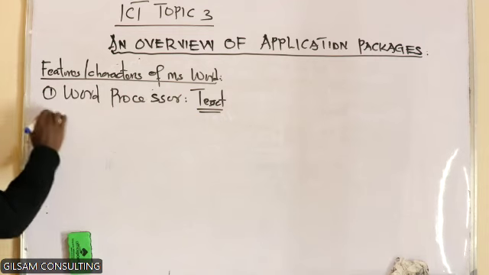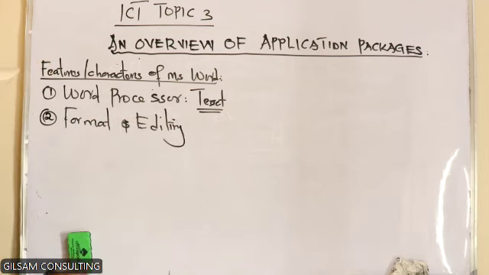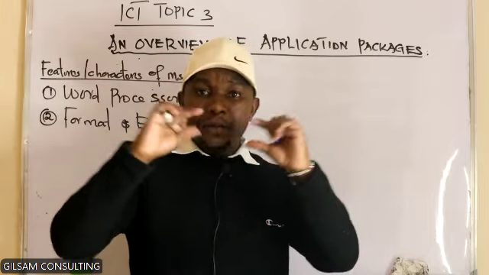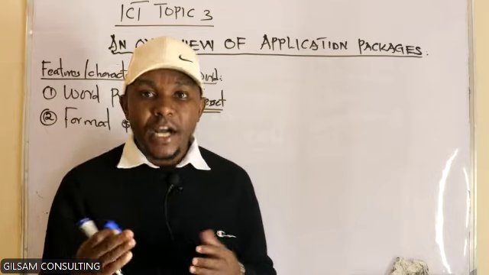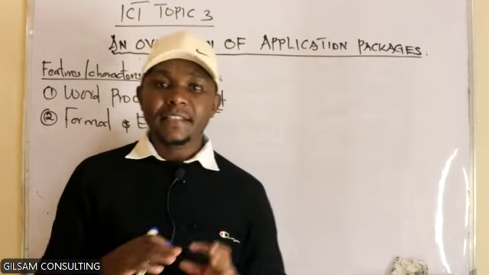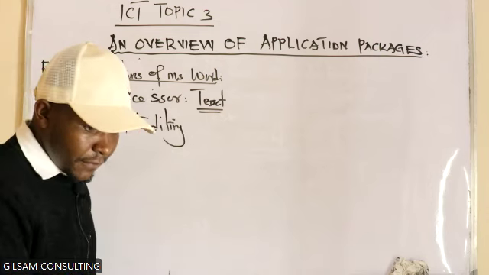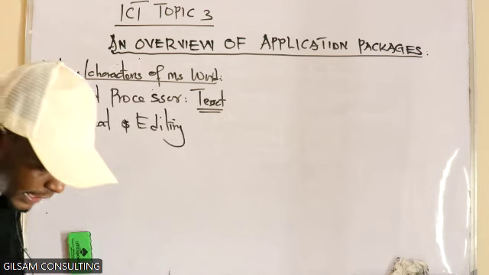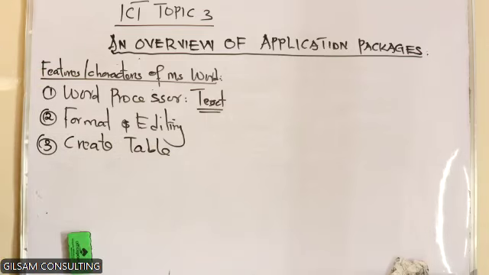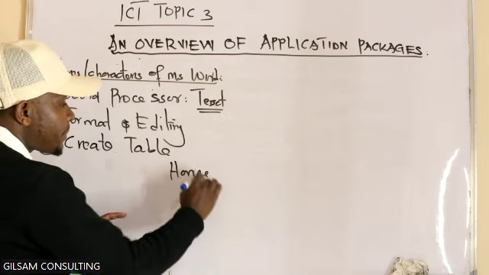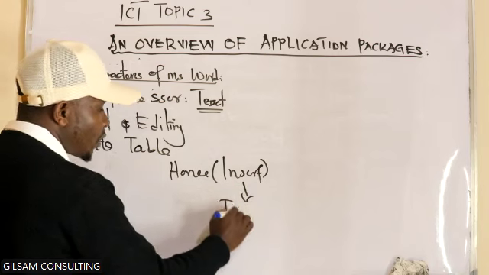Number two, the second feature is formatting and editing. If you look up there in the toolbar, you can see features you can use to bold, underline, put in italics, and even change the font of your text. So it has formatting and editing features. Number three, you can also create tables. If you go up in the Home tab, you can see what has been written there, so you can be able to insert a table.